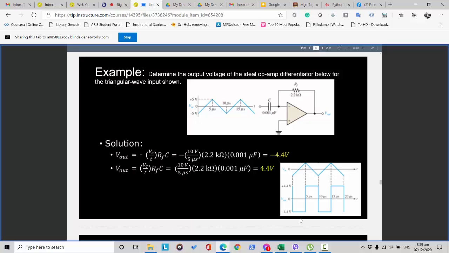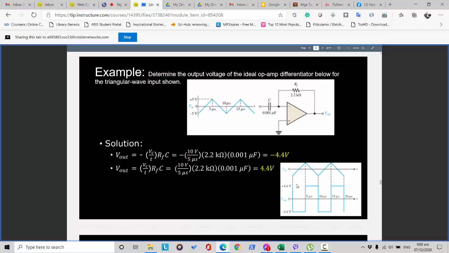So here we have the illustration for the 4.4 volts and the negative 4.5 volts. So each 5 microseconds will be the phase of this particular waveform. So this will be the phase, no. So for positive 4.4, we have that one, and every 5 microseconds the signal will have to go up and down.